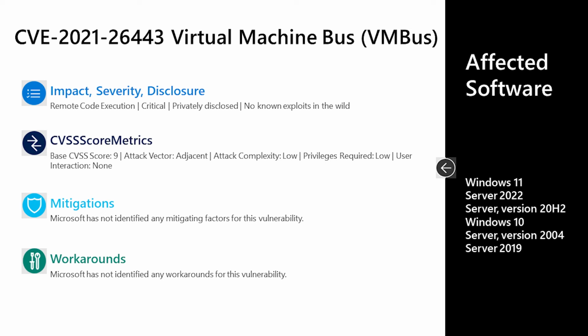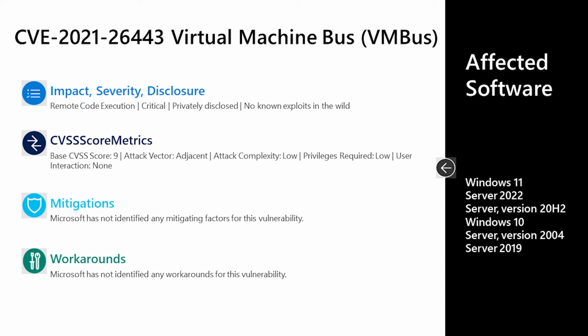They have to have low privileges required to leverage this vulnerability. As we can see, there are no known mitigations, no known workarounds to this vulnerability. And the way a threat actor could leverage this is essentially they have to own a virtual machine, and they can create a specially crafted communication sent to the VM host, and an attacker could leverage that to essentially execute arbitrary code on the host operating system. So again, this is a guest to host jump.